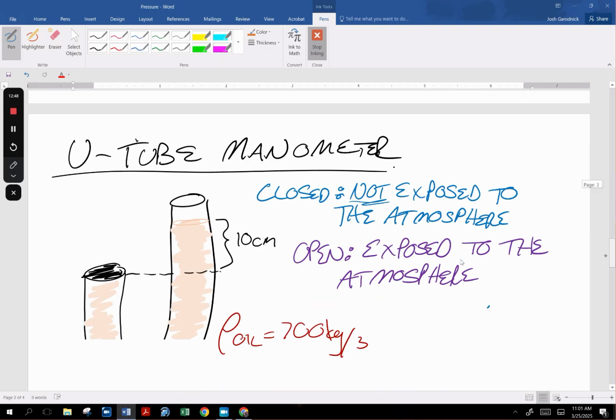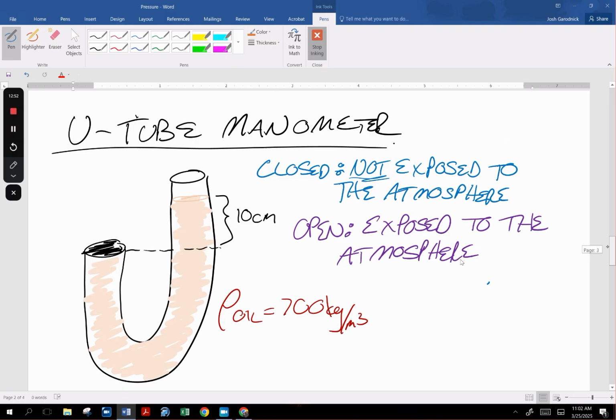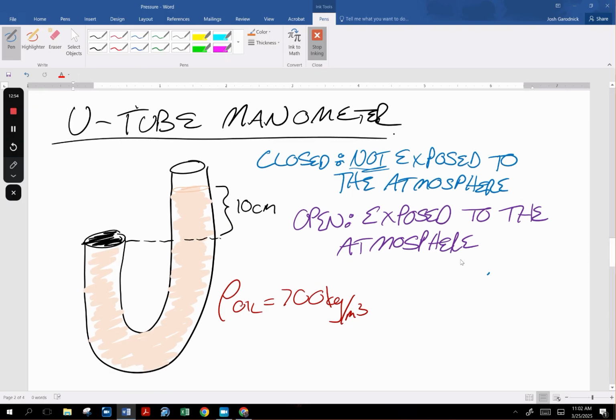There's something called a U-tube manometer. Manometer, not manometer, although manometer is kind of fun to say. It's a U-tube manometer. You may have seen one in chemistry; it's basically a U-shaped tube. If it's closed, it's not exposed to the atmosphere at all, and if it's open, it is exposed to the atmosphere. Right now, I've got some oil in this U-tube manometer.